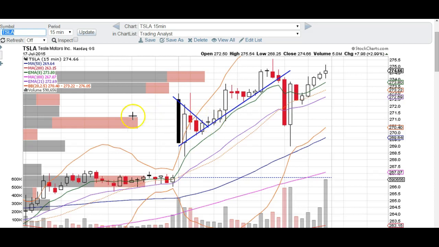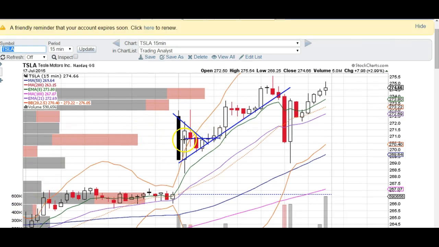I'm just going to draw it out. Okay, so I drew this little support or resistance line right here. It was the close of this candle, the open of this candle, the close of this candle, and the close of this candle. And I wanted to see a close above this resistance, as well as a break outside of this triangle to the upside.